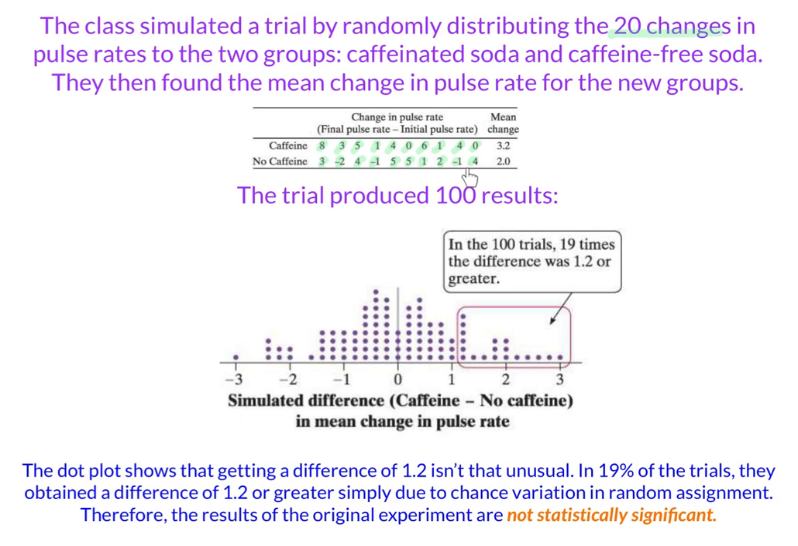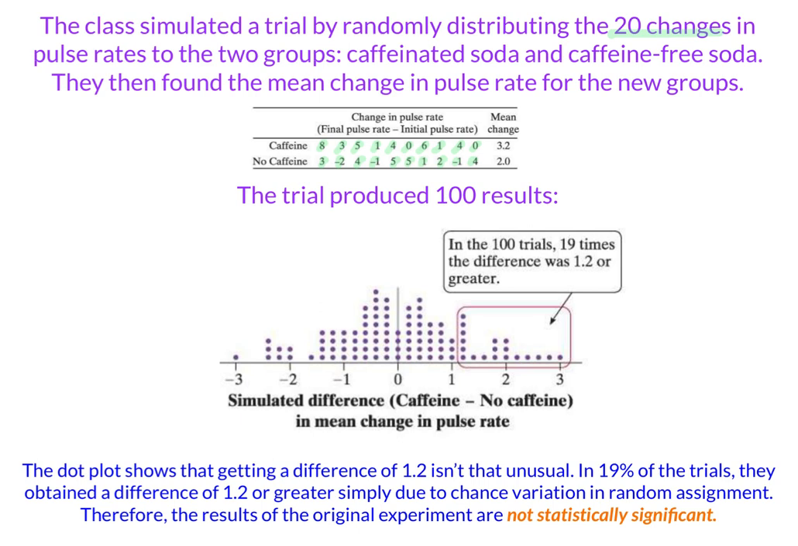So all the things that I've highlighted in green here. What they did, they used cards actually, is they put all of these numbers, so 8, 3, 5, etc., on an individual card each. And so they shuffled them up and they assigned 10 to be the caffeine group and 10 to be the non-caffeine group. So that could mean that 8 stays in caffeine or it switches to no caffeine. Essentially, they just swapped around the change in pulse rate because they wanted to see if, hey, maybe it was random distribution that caused this change and not actual caffeine having an effect on pulse rate. So you swap them around.